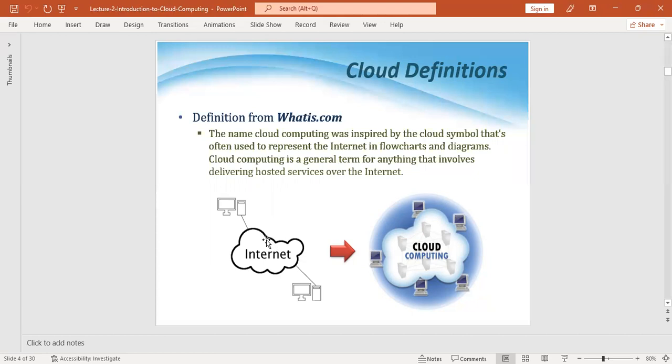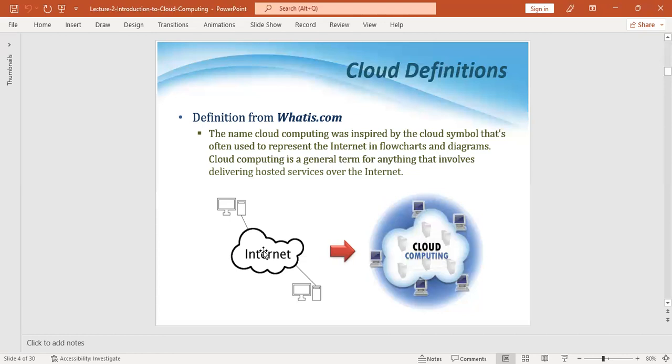So the name was taken from such a symbol, and people were inspired that if the symbol for the internet on topologies that we represent looks like a cloud, why don't we name such technology cloud computing? So technology of the computing represented with the cloud. I have just shared the reason behind using the name cloud. Why do we name this as a cloud?